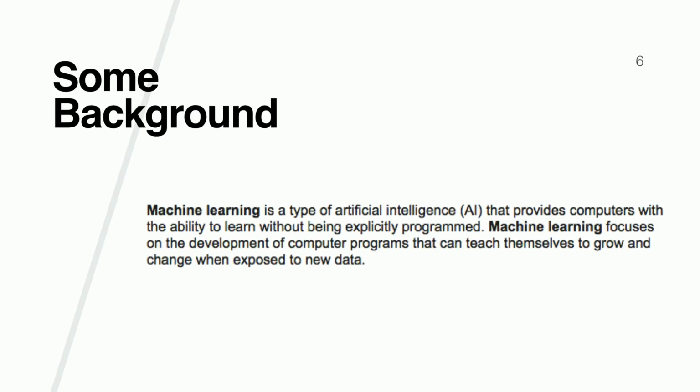Machine learning is another definition I have up here. This is a type of artificial intelligence that provides computers with the ability to learn without being explicitly programmed, and that's pretty exciting because it means you can teach a computer to do something that you may not have previously been able to do if you had to program every bit of the code and the logic by hand.